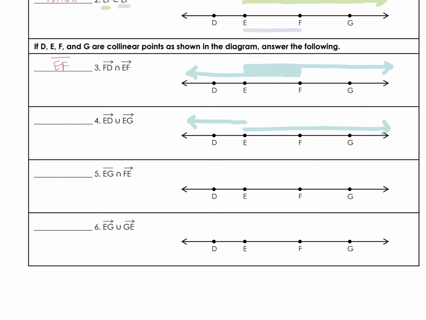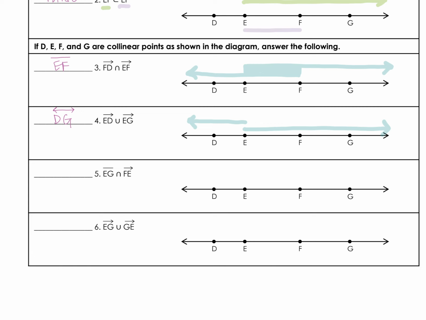So naming a line, remember, you can pick any 2 points on the line. So I'm just going to do D and G. And then we are going to put that line with the 2 arrows showing that we want it to keep going past those 2 points of D and G.